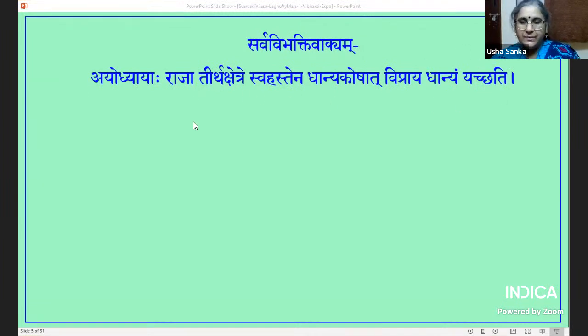Let us see each. The first thing we should do, whatever sentence you see, is to pick up the verb from it. This is a central idea of understanding a sentence. Let us see how you will understand it yourself in a short while. So let us pick up the verb. What is the verb? It's yachati.